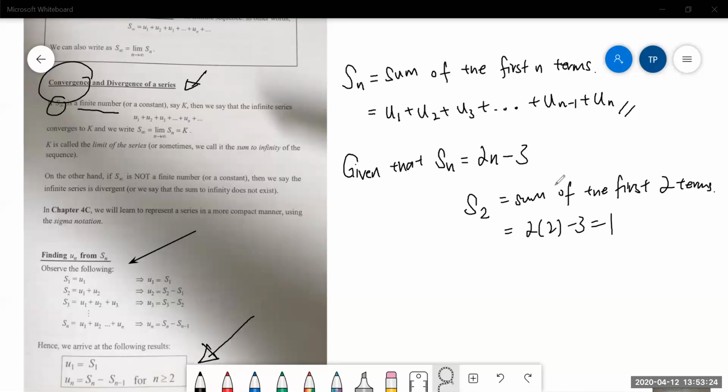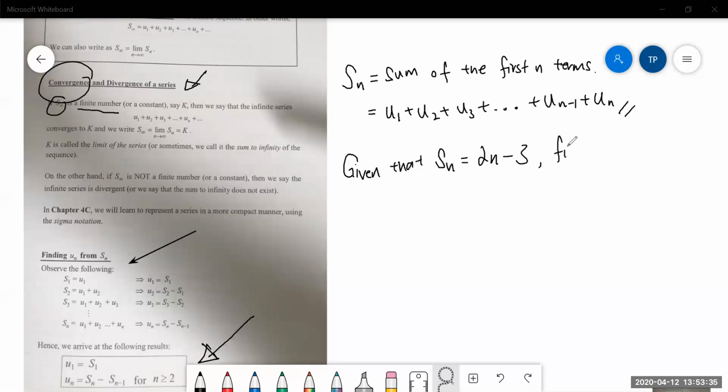Okay? This is what it actually means, but I haven't finished the question. Over here, given that Sn equals 2n minus 3, they will say find Un. So how do we find Un? They give us the formula for Sn, and we have to find Un.